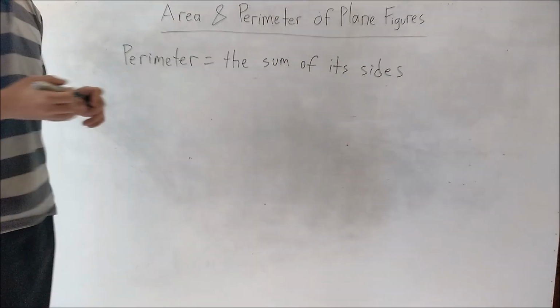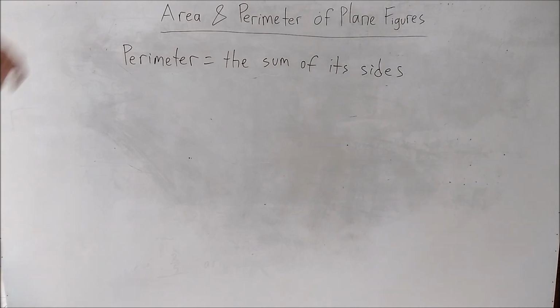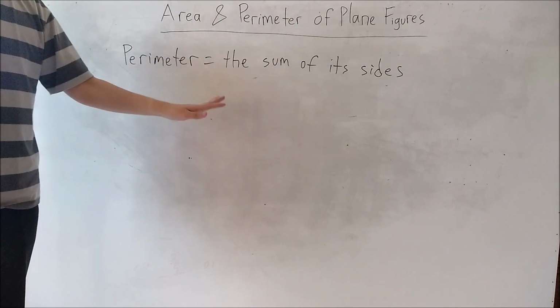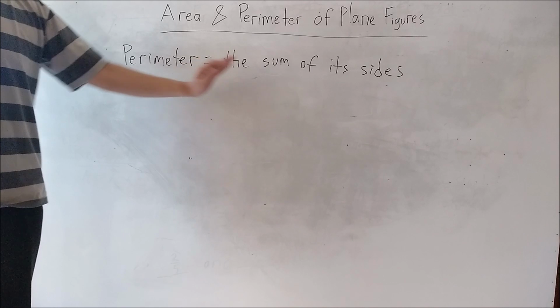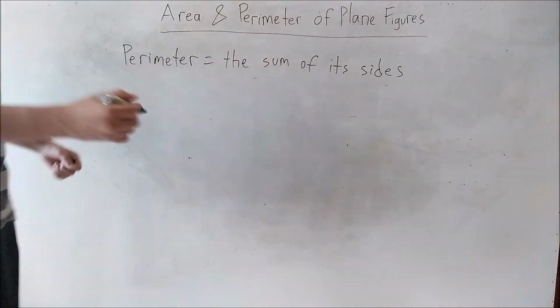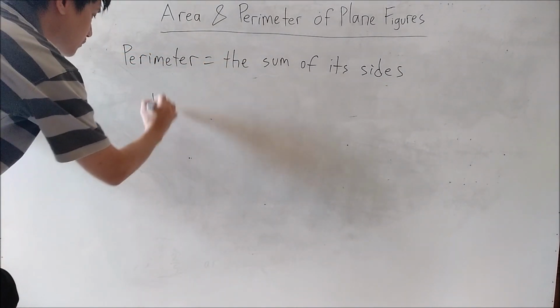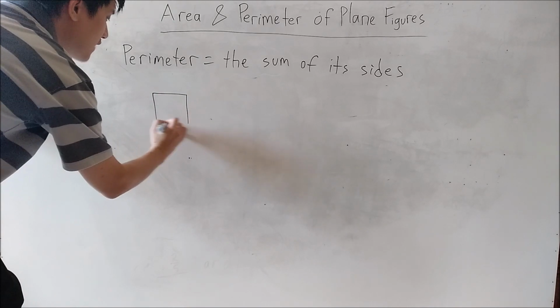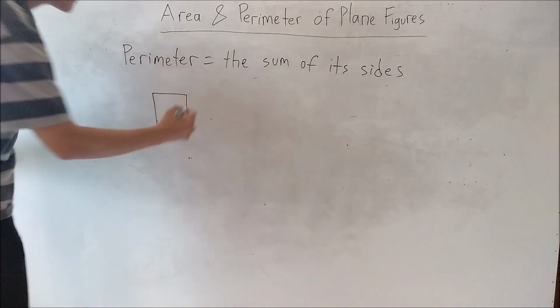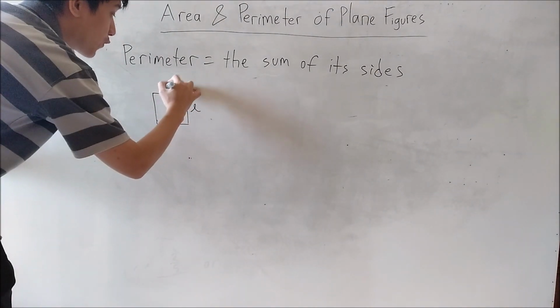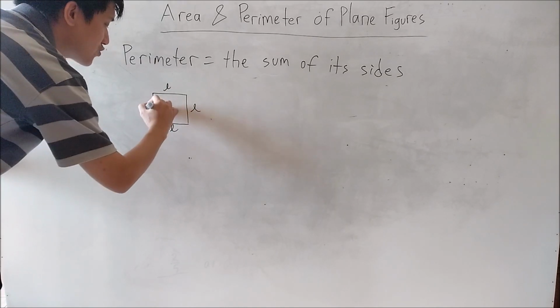The sum of its sides. No matter what kind of figure it is, perimeter is always the sum of its sides. Let's say that we have a square. We know that a square has 4 lengths or 4 sides, right? And each of them is the same.